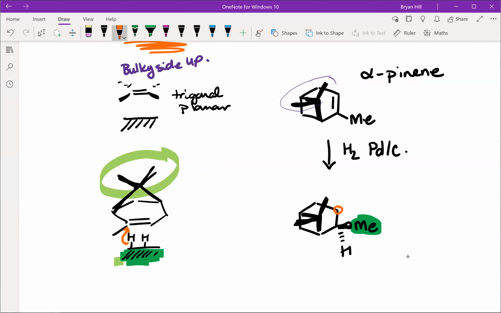So this would be the main product. This would be the sole product, and not this, because that would mean that the hydrogen is up, not formed.